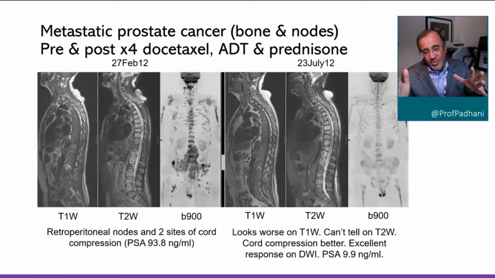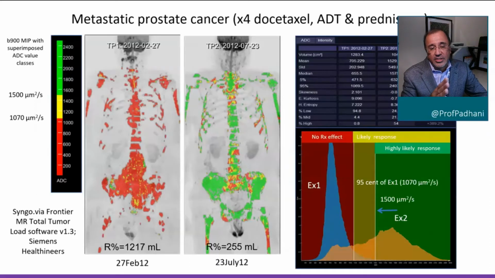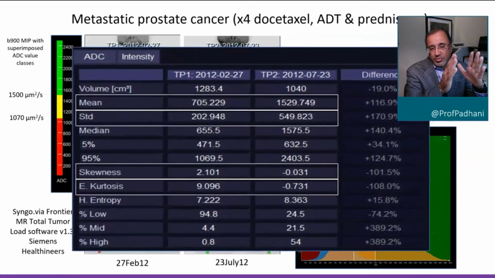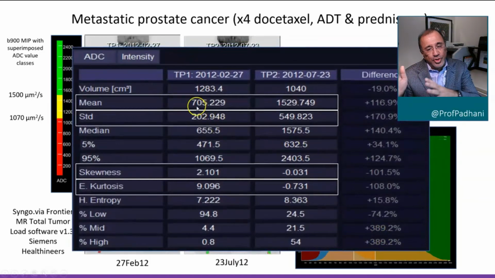And of course, it is possible to quantify that also. So you can see how the histogram shifts to the right on this occasion from the active range into the green area, which is an area of increasing ADC values. And of course, it's possible to quantify the histogram statistics. And in this particular instance, you can see how the mean ADC goes from 705 to 1,500.